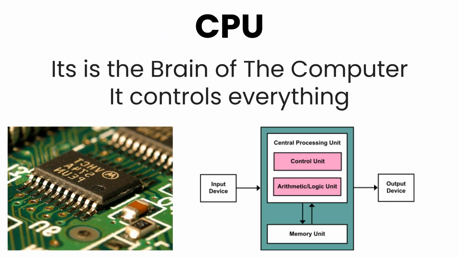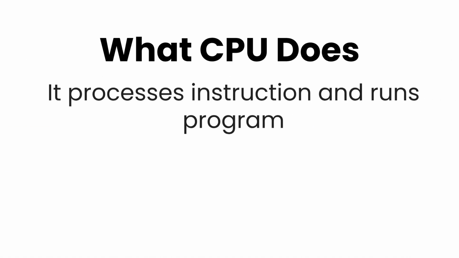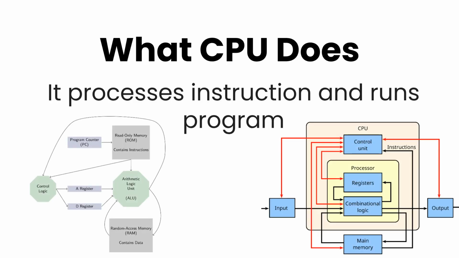The CPU, or Central Processing Unit, is the brain of the computer. It controls and manages everything the computer does. The CPU processes instructions and runs programs. It manages the flow of data between input, memory, and output.